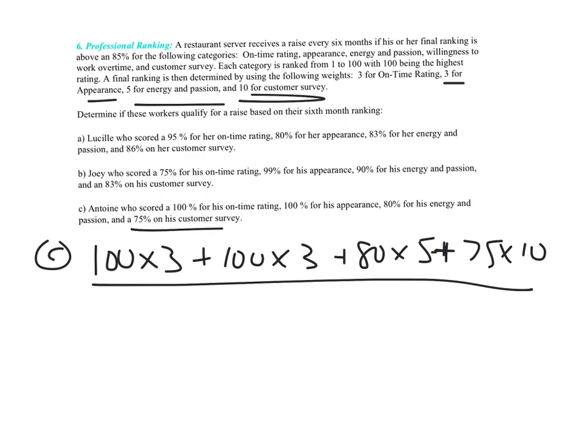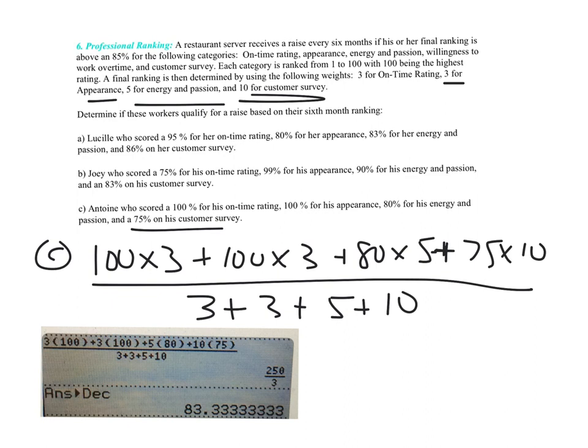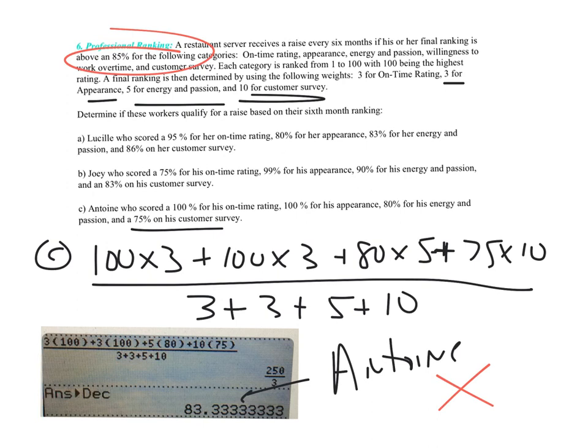So we'll take the sum of the products of each value and its weight. We'll divide those by the sum of the weights, 3 plus 3 plus 5 plus 10. We'll do this directly on our calculator, and we'll calculate Antoine's professional ranking. And unfortunately for Antoine, his rating was an 83.3, so he does not qualify. He did not get that 85 or above ranking.